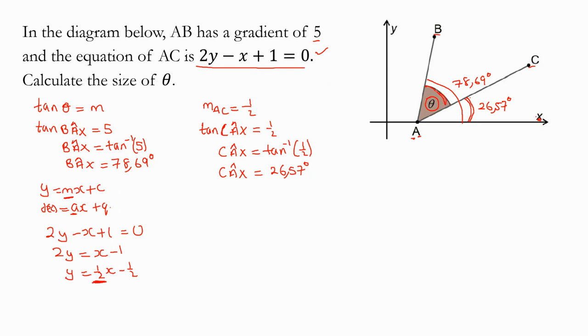Now we need to find this angle theta. So we say 78.69 degrees minus 26.57 degrees. Therefore, angle theta is equal to 78.69 degrees minus 26.57 degrees. And then what do you get? Theta is equal to 32.12 degrees. Done. We are done with question 1.